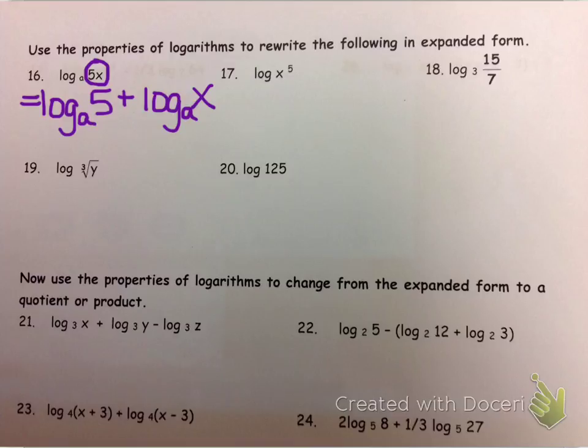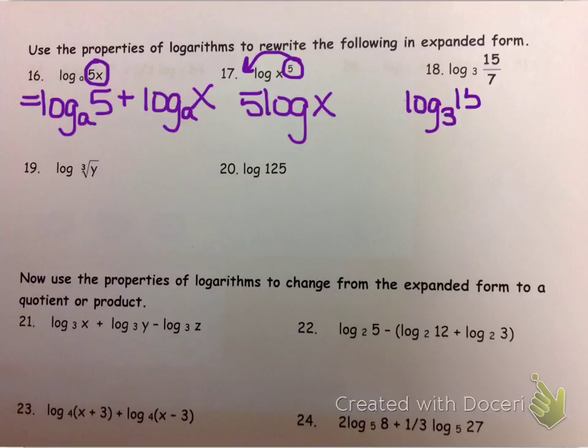Okay, so hopefully you paused and you took a minute and you did 17 through 20. So on 17, the only thing you would do is move this 5 down to the front, and so your answer would have been 5 times the log of x. On 18, you actually have 3 different answers that are all correct and equivalent. Most people would just do log base 3 of 15 minus log base 3 of 7. And they would stop there. And that's okay because you weren't told to do any more.